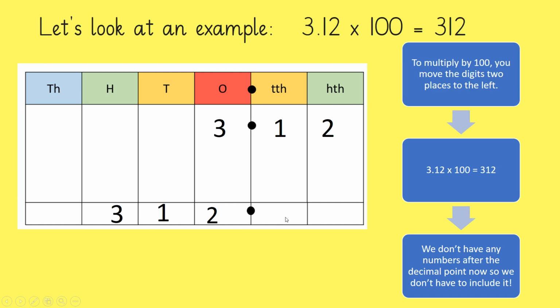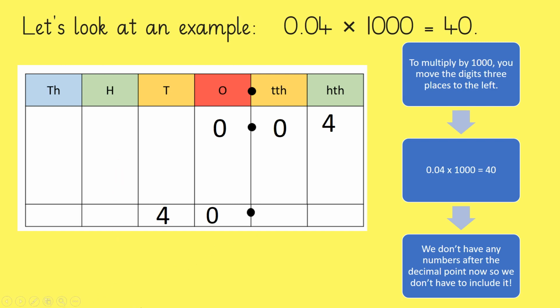Next example, 3.12 times by 100 equals 312. This time we are moving 2 places to the left. We don't have any numbers after the decimal point now, so we don't have to include it. So our answer would be 312.